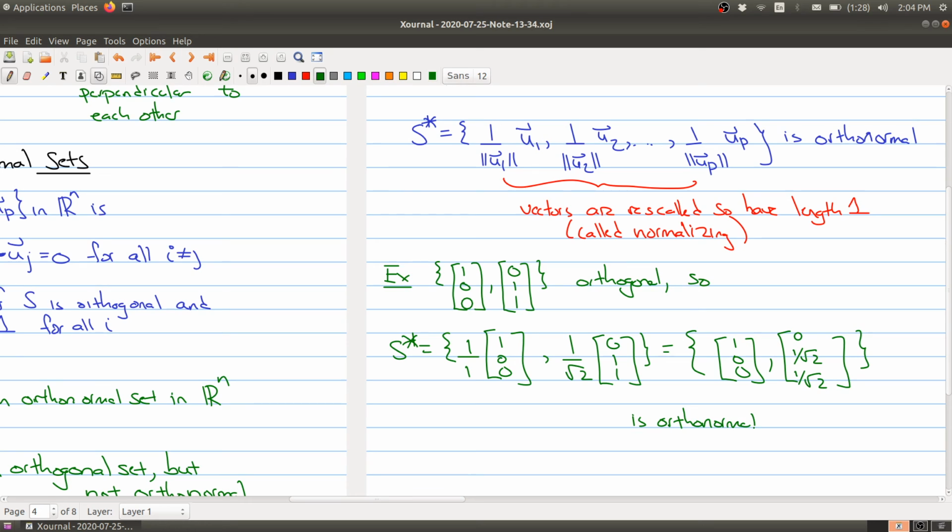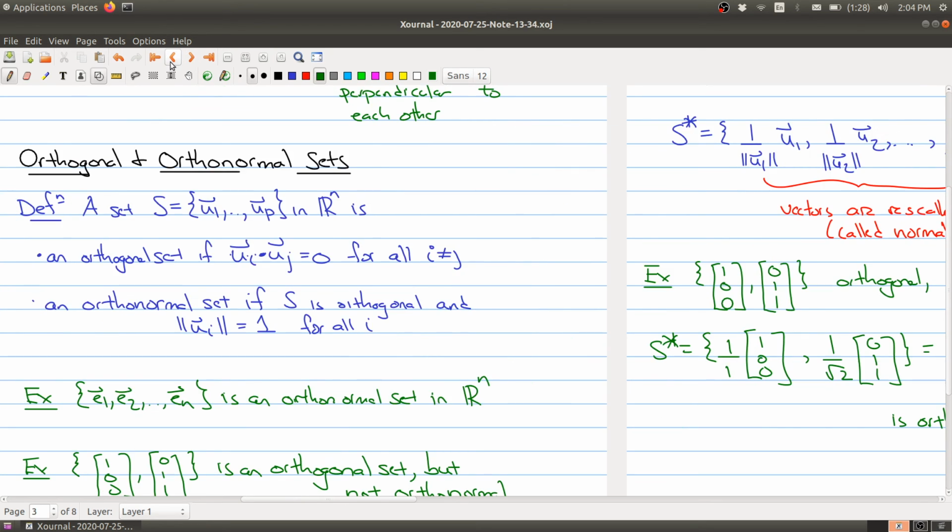So there we have a new notion of describing a set of vectors: orthogonal sets and orthonormal sets. And once we have an orthogonal set, we can make an orthonormal set. In the next part of today's lecture, I want to tie orthogonal sets to linear independence, and then tie this to bases. So we'll take a pause here, and then we'll get to that part in a minute.